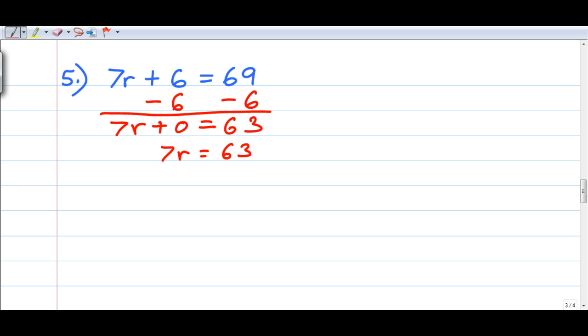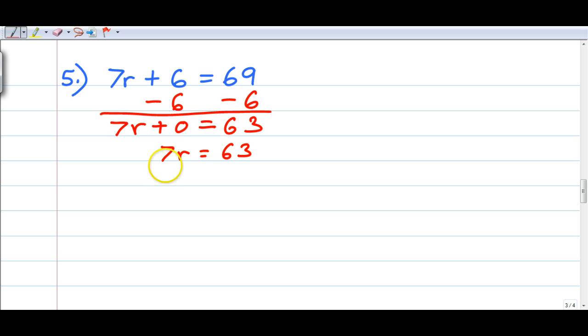This problem is slightly different from questions 1 through 4. We were using in questions 1 through 4 only the addition principle. In this one, we see we have a 7 multiplying to the variable r. So we're going to need to use the multiplication principle of equality to solve this problem. To use the multiplication principle of equality to eliminate a coefficient in an equation, multiply both sides of the equation by the multiplicative inverse of that coefficient, or divide both sides by the coefficient.